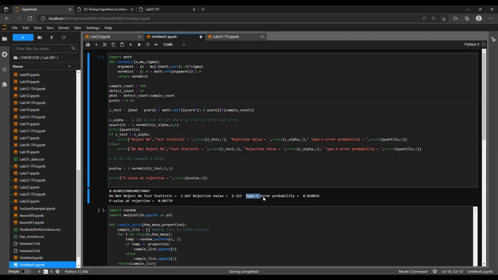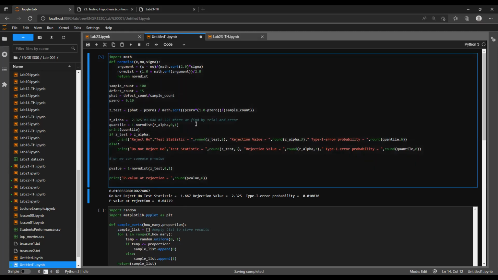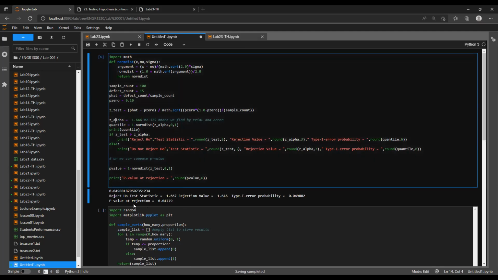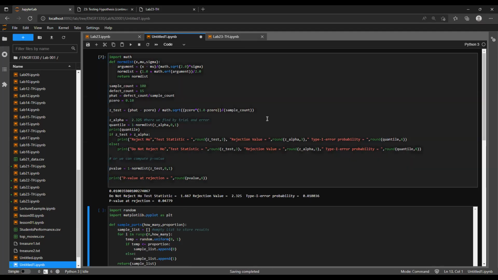The likelihood that we made a type 1 error is 0.01. And we would have rejected at 0.04. Let's see what happens when we change this to 1.6 instead. Well, if we set z alpha to be 1.64, we do reject. So had we chosen that instead, we would have gotten a different value. Here with the original 2.32, we don't reject.